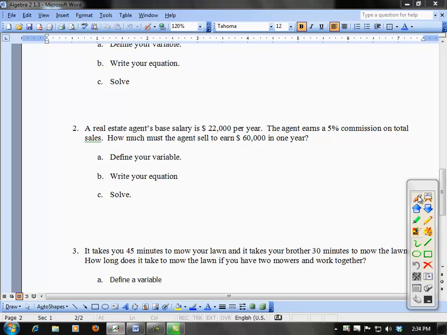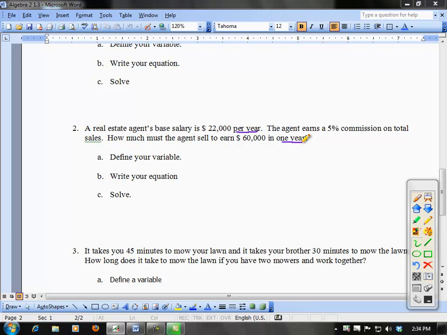So take a look. A real estate agent's base salary is $22,000 per year. If the agent earns a 5% commission on their sales, how much must the agent sell in order to earn $60,000 for the year? Now, both of these, if you notice, talk about the year. So that per doesn't necessarily matter because they're all talking about that 1 year time period. Okay, so that's kind of key.